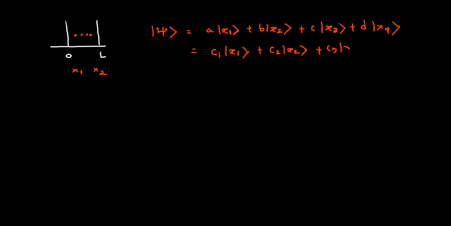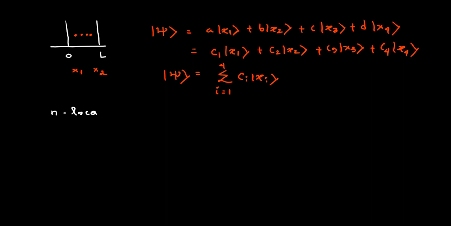Why I am doing this is because if I do this, I can write it in a shorter notation, mathematically convenient, that is summation i equals 1 to 4 of c_i x_i. This is what becomes of the state psi. Now if this is the case, what happens when I have n locations? How does the state look?